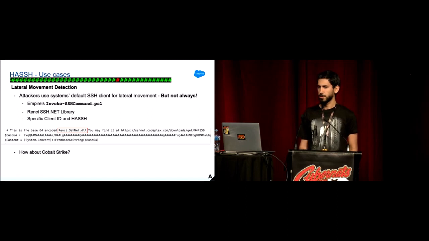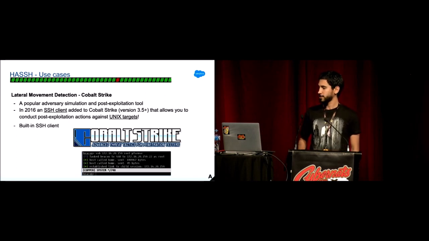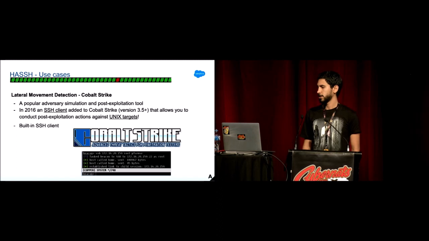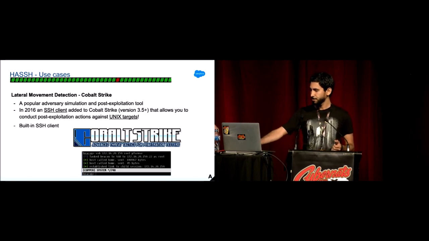But what about Cobalt Strike? Guess what? Cobalt Strike actually has a built-in SSH client, and I noticed that a couple of weeks ago, and had a look at the documentation. So they actually added an SSH client in 2016, which is baked in. There's no way you can change that. And the thing is, Cobalt Strike is a Windows tool, and this is one of the only Linux-based modules that it has. It would be interesting if we can detect such activities.